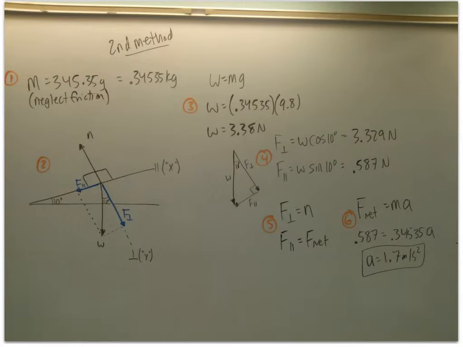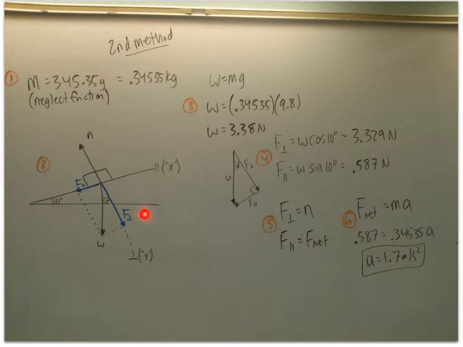For the mass of the car, we placed it on a scale. We found the mass to be 345.35 grams, which we converted to kilograms. By using this mass and the acceleration due to gravity, we can calculate the weight of the car using W equals mg, and we can calculate it to be 3.38 newtons. That is the weight vector going down right here. By using the parallelogram rule, we can make a line to the perpendicular line and a line to the parallel line and find these two components, a parallel and a perpendicular component of the weight at 10 degrees.